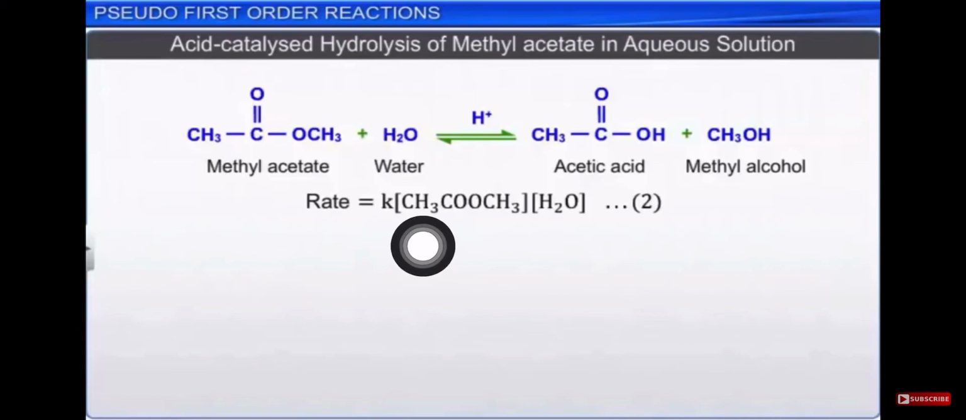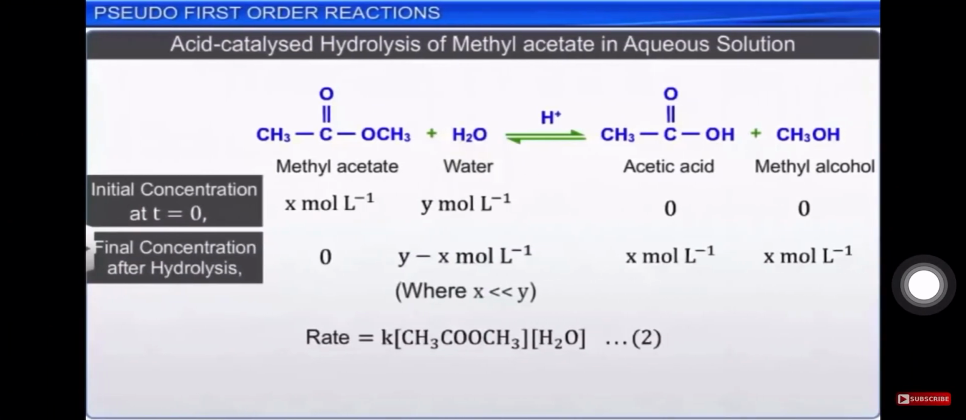So that is K[CH3COOCH3] and [H2O]. Now, as we have seen further, water is taken in excess amount, so definitely water is going to be constant, and K also is constant. So what we can write is K times the concentration of water is equal to K dash. But how are we obtaining that?